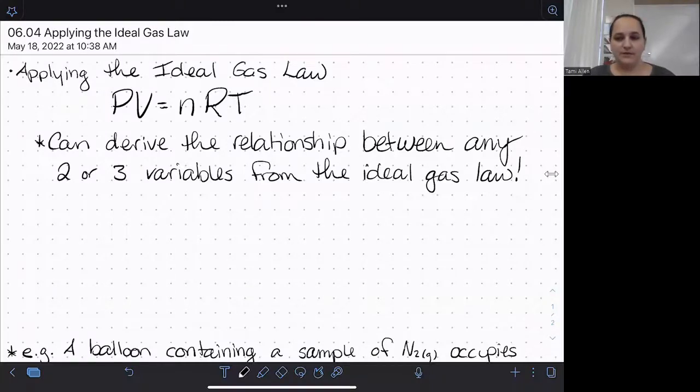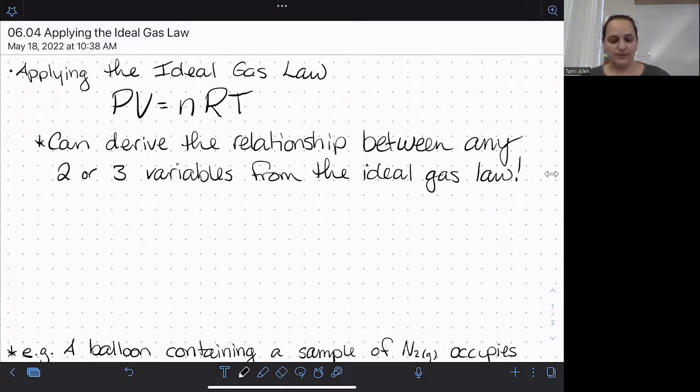In the last video, we introduced the ideal gas law that relates all four of the main gas variables: pressure, volume, moles, and temperature. And I mentioned that using the ideal gas law, we can derive the relationship between any two or three variables from this one equation. So in this video, our goal is to learn a little bit more about how we do that to be able to apply these types of relationships to various problems.